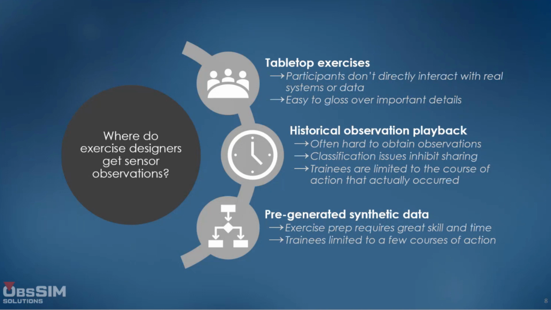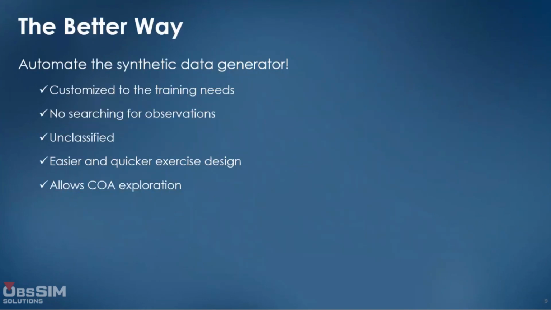And then trainees are limited to just the courses of action that were dreamt up by the exercise designers. So if they want to come up with something new and novel, you have the same problem as with the historical playback. The data just isn't there because nothing was generated for that novel course of action. So what do we do about that? Well, there's a better way, and that way is to automate the synthetic data generation.